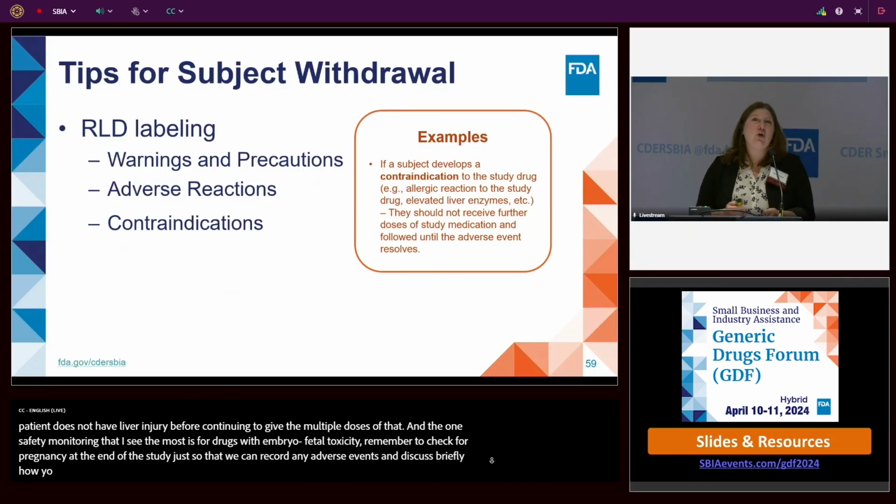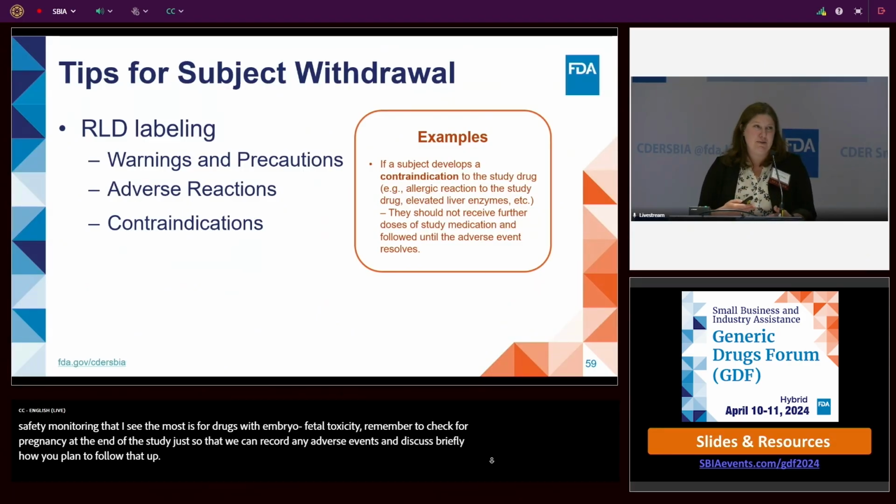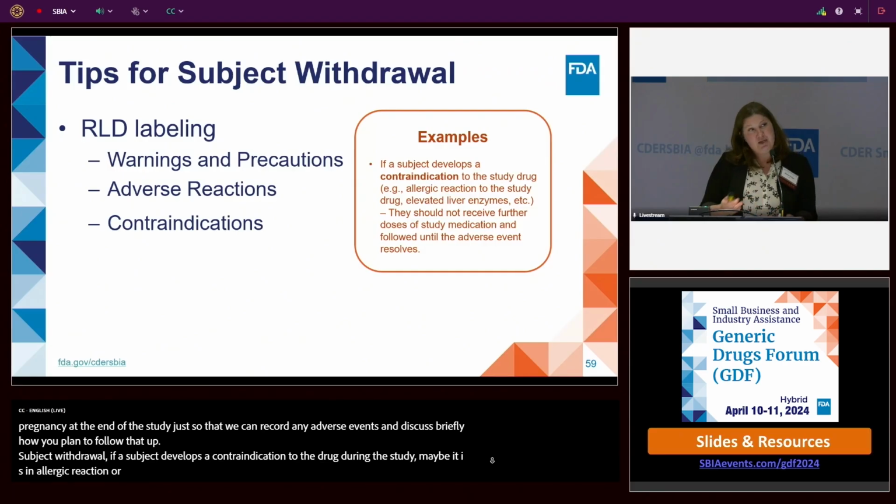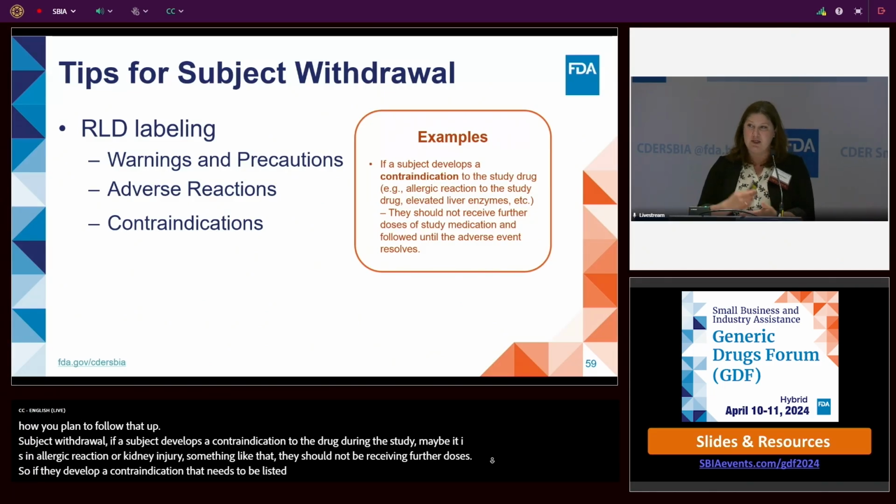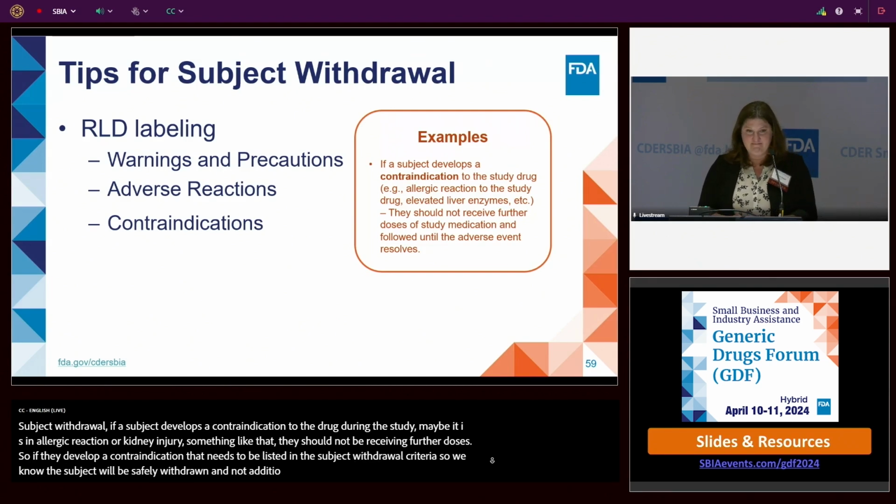All right, subject withdrawal. If a subject develops a contraindication to the drug during the study, maybe an allergic reaction, maybe a kidney injury, something like that, then they should not be receiving further doses. So if they develop a contraindication, that needs to be listed in the subject withdrawal criteria so we know that those subjects will be safely withdrawn and not additionally dosed with the medication.